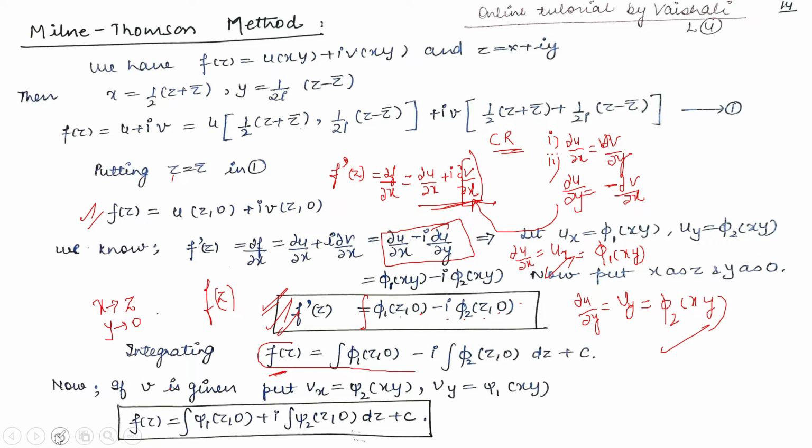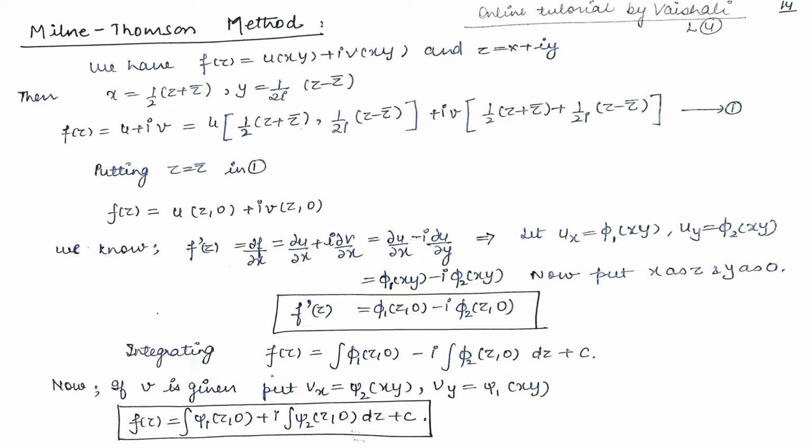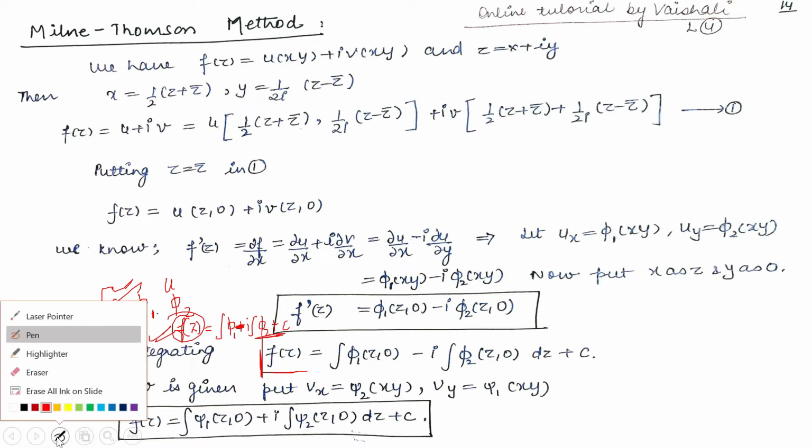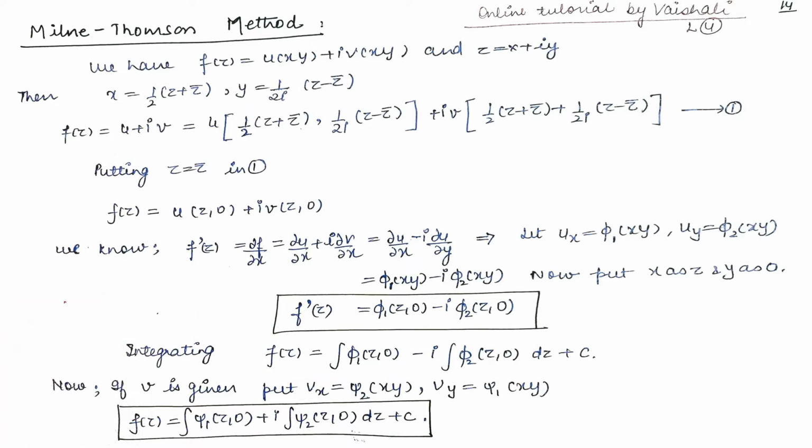If this line is clear, this is the formula for f of z when u is given to you. When u is given, you have to find phi 1 and phi 2 and put the values: f of z is equal to the integration of phi 1 minus i phi 2 plus a constant c. Directly you can find the value of f of z with the help of phi 1 and phi 2. Now you can ask me another question: ma'am, if u is not given and v is given, what will we do, how will we find it?